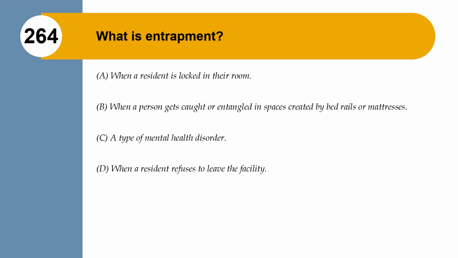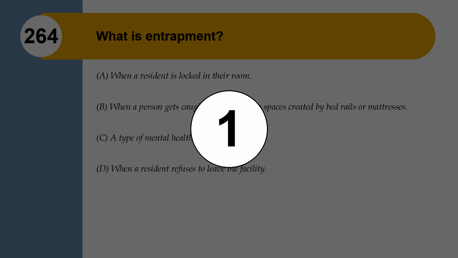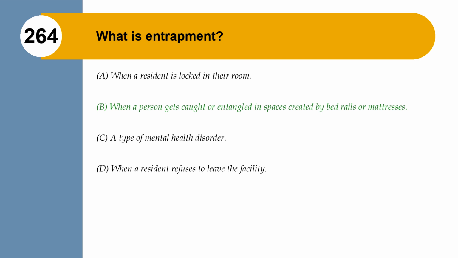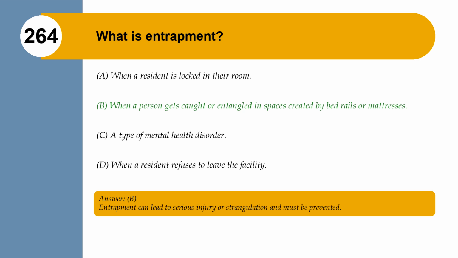Question 264. What is entrapment? Option A, when a resident is locked in their room. Option B, when a person gets caught or entangled in spaces created by bed rails or mattresses. Option C, a type of mental health disorder. Option D, when a resident refuses to leave the facility. The correct answer is option B, when a person gets caught or entangled in spaces created by bed rails or mattresses. Explanation: entrapment can lead to serious injury or strangulation and must be prevented.